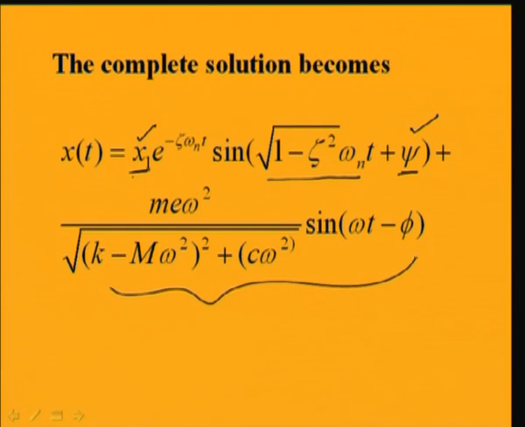So due to presence of damping, you can observe that this e to the power minus zeta omega n t term will decay the response, and finally the system will vibrate with a frequency of omega, as a sinusoidal function sin omega t, and the force and displacement will have a time difference of phi by omega.